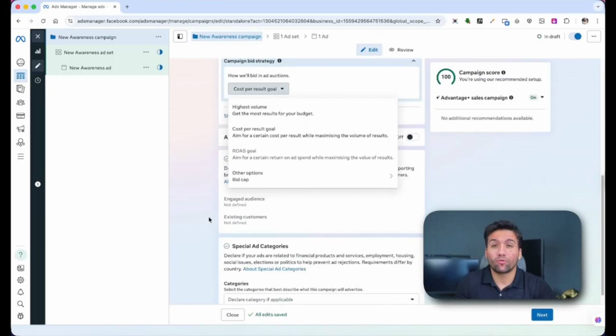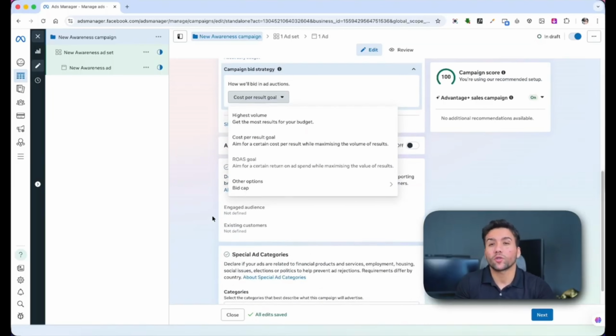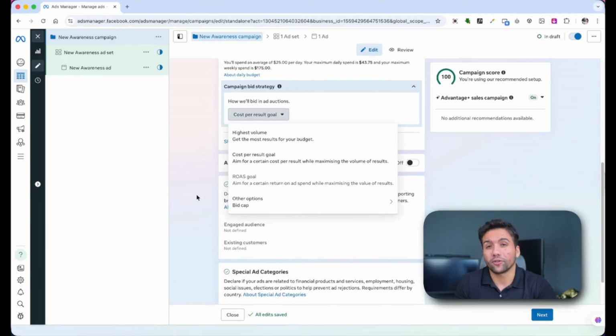Bid cap is a stricter version of cost per result goal. What this does, Facebook stops bidding if it thinks the cost will go above your set cap. You want to be careful here too because it's very restrictive. New campaigns might not deliver at all. And this is also only for mature campaigns.